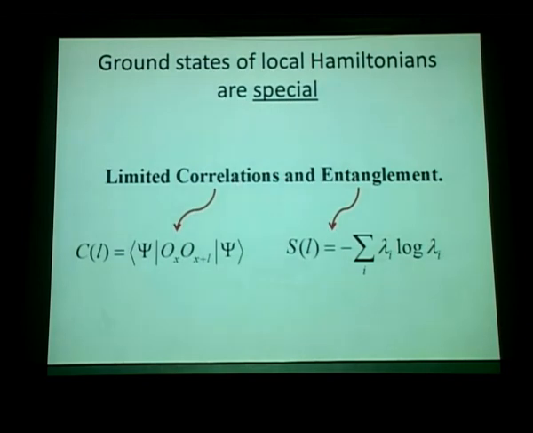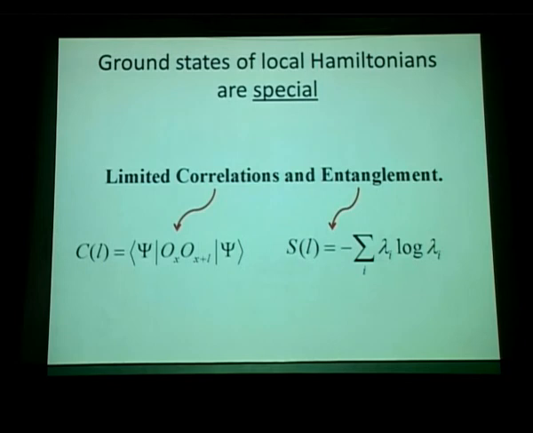By correlations, I mean the expectation value of simultaneously measuring two operators at different positions on the lattice. So if you have a spin system, measuring the spin at some position x and the spin at some other position x plus l. And by entanglement, I mean the entanglement entropy of a block of L sites on the lattice. And Bhaskaran and Miles have already spoken about entanglement entropy.